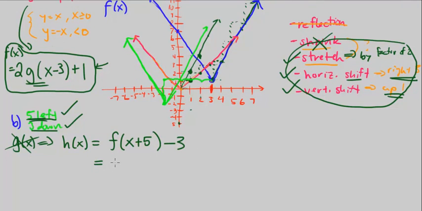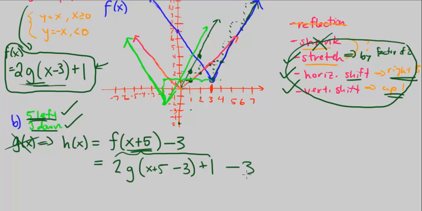Well, f of x is going to be 2 times g of x minus 3, so our x value is x plus 5 minus 3. That's just this part, plus 1, right? That's just f of x plus 5, and then minus 3. Okay, so let's simplify that. We get 2 times g of x plus 5 minus 3, which is x plus 2, and then minus 2 on the outside. So right there is our new function in terms of our absolute value function.